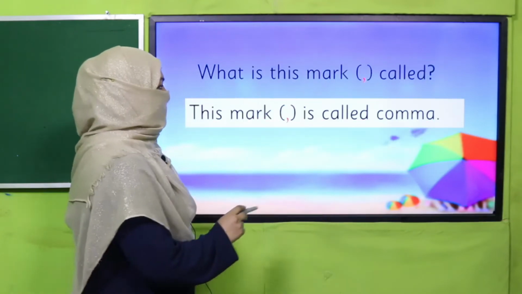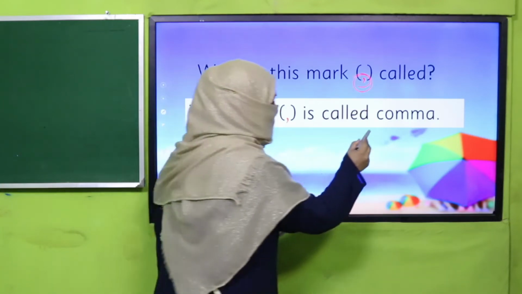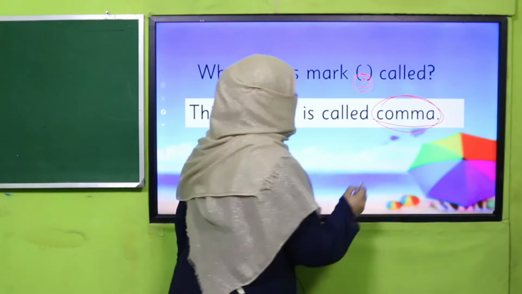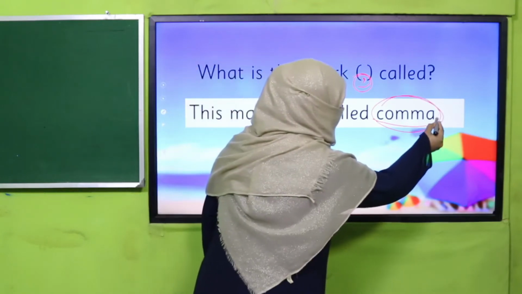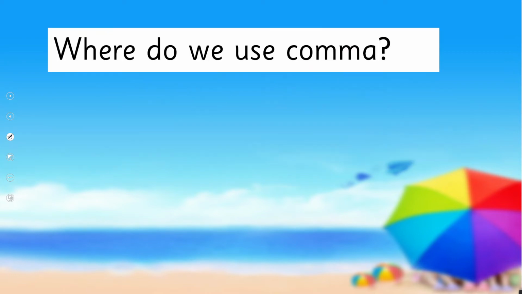Now, let's talk about this mark. What is this mark called? Yes, it is called comma. The name of this mark is full stop. Likewise, this mark is called comma. The name of this mark is comma, right? And where do we use it?